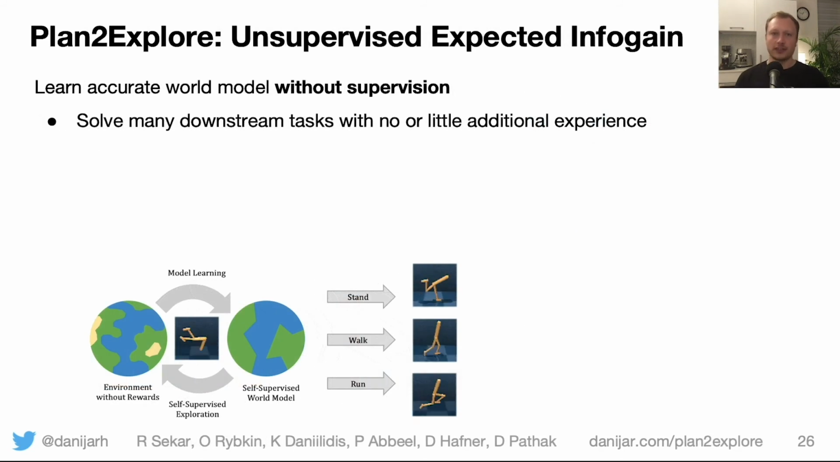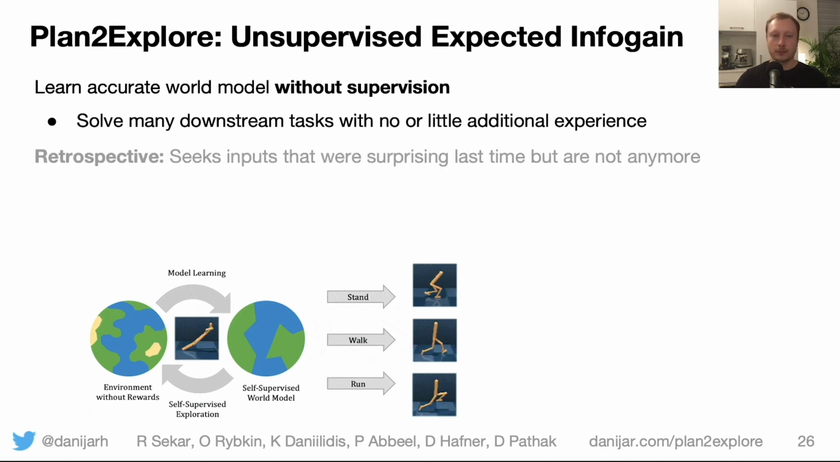So far, we've looked at examples of maximizing mutual information with the past to learn world models that can be used for planning. Plan to Explore also maximizes the mutual information with the future to collect interesting data. The goal here is to learn an accurate world model without any external supervision that is valid in as many parts of the environment as possible, and once learned, this world model can be used to solve many downstream tasks with no or little additional practice in the environment.